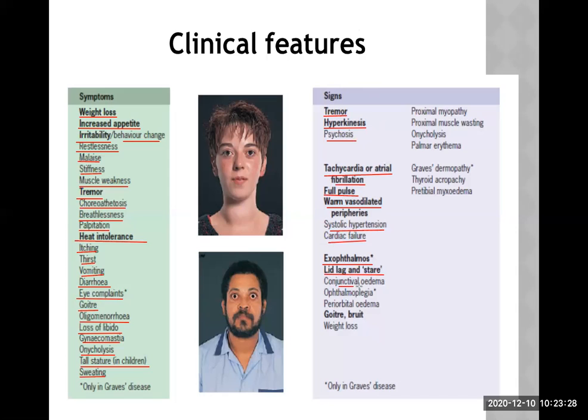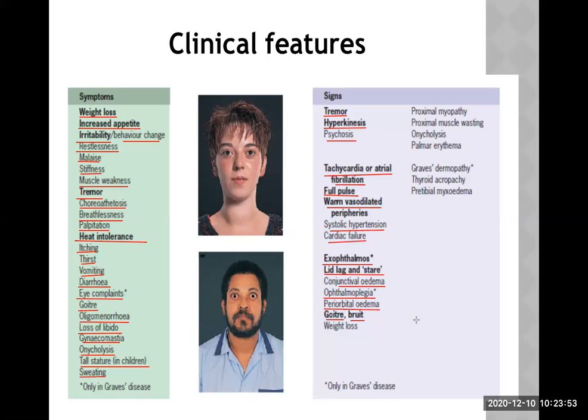There is swelling of the conjunctiva, which is known as conjunctival edema or chemosis, and it looks quite red also. Later on, there may be ophthalmoplegia. This is the feature of thyroid ophthalmopathy. There is periorbital edema, edema around the orbit. There is goiter, already talked about, and bruit.